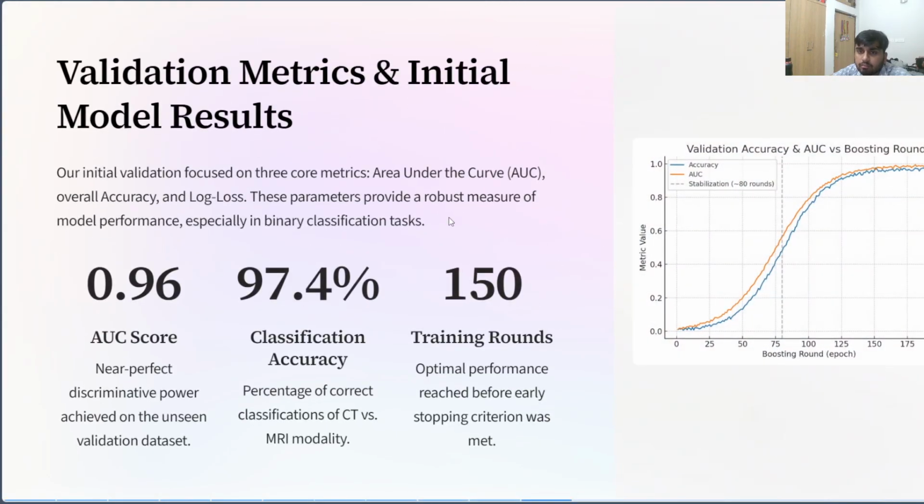Now the validation metrics and initial model results are here. Our initial validation focused on three core metrics: AUC, overall accuracy, and log loss. These parameters provide a robust way of measuring the model's performance, especially in binary classification tasks. With an AUC score of 96, a classification score of 97.4, and after 120 total rounds, we got our final model.